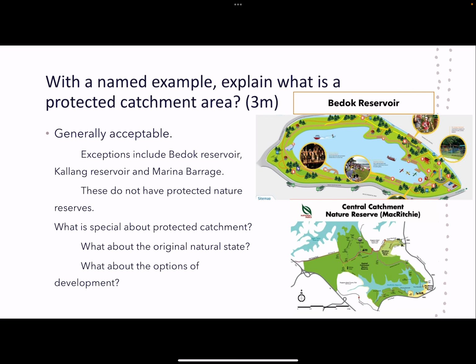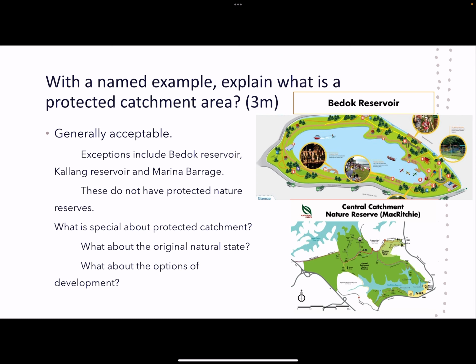For the next question, we want you to give a named example and explain what a protected catchment area is. If you had focused on the content in the 3 videos that were given to you, what constitutes a catchment area would be clearer to you. Now, I would like to focus instead on the first part, the named example. Not all reservoirs are considered catchment areas. There are a couple of them that do not qualify.